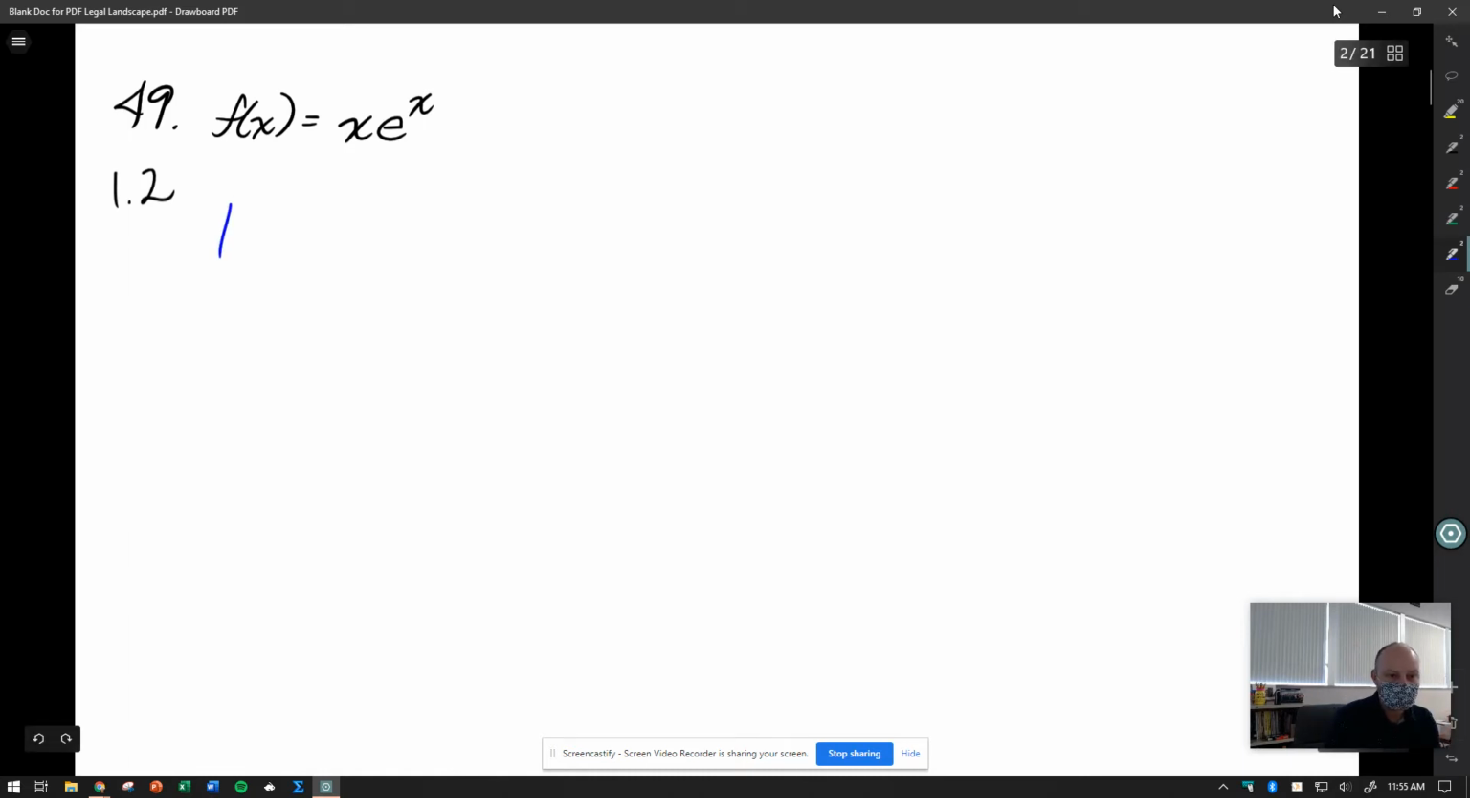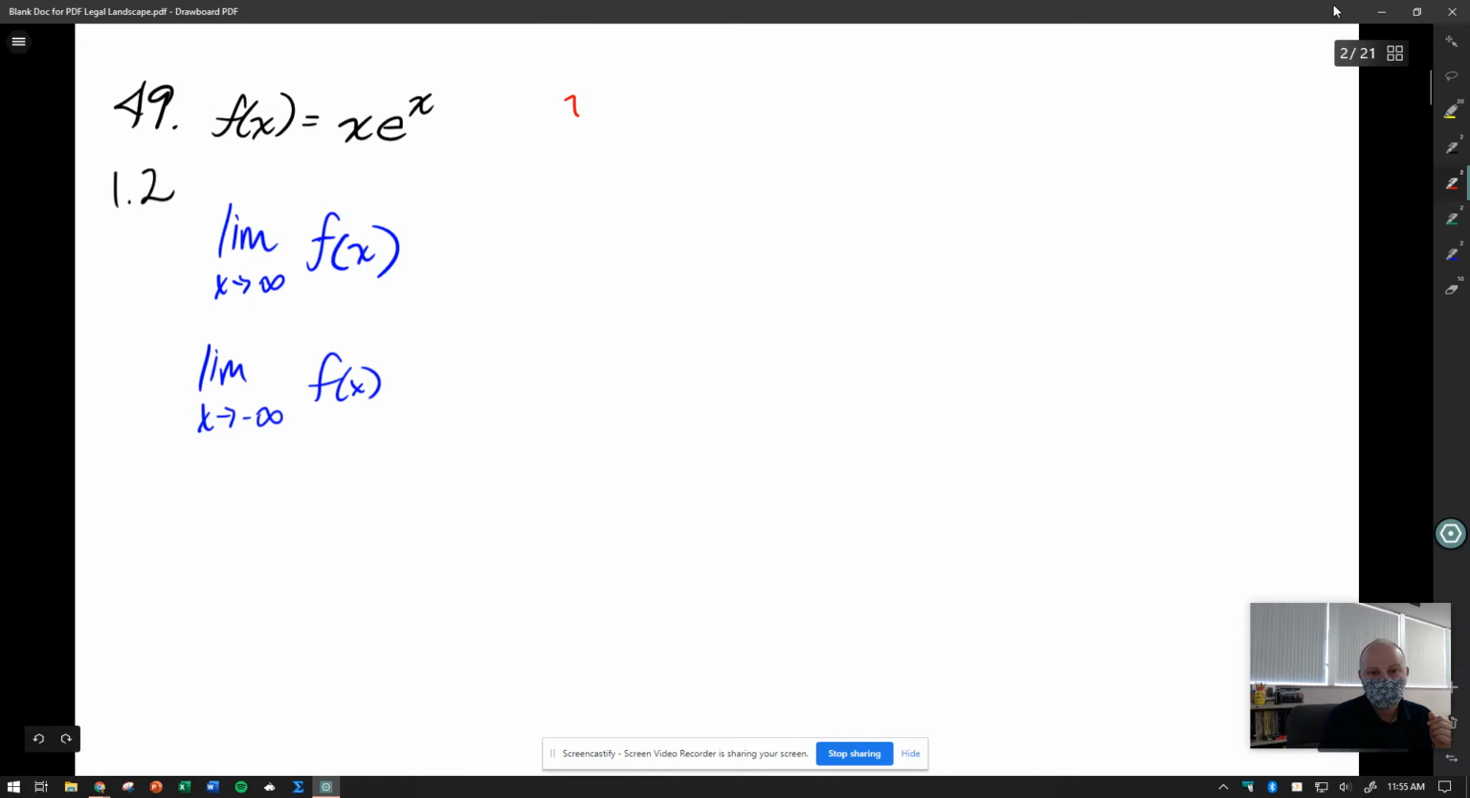So we are after the limit as x goes to infinity of this function, and we are after the limit as x goes to negative infinity of this function. But we are asked to do this by considering f of 1 over x. So let's take a look at that real quick.